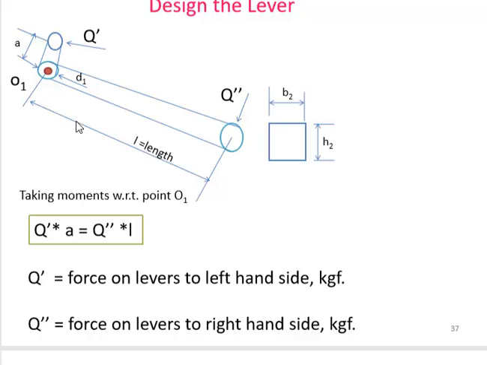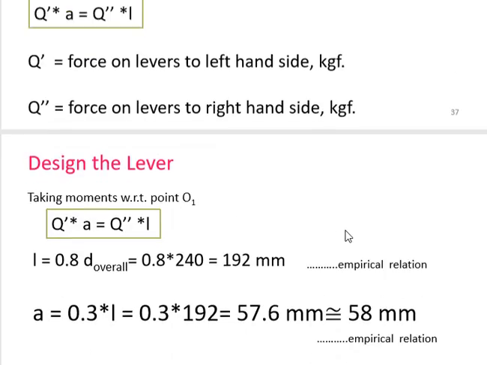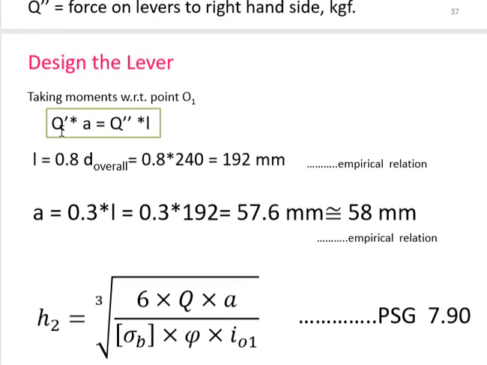Now when we take moment with respect to O1, which is this particular brown color point, we can see that Q dash multiplied by A is equal to Q double dash multiplied by L. Hence this particular equation is obtained. Now looking into this equation, Q dash into A is equal to Q double dash into L, we can find out what L is using an empirical relation. L is 0.8 times D overall, so that is 0.8 into 240, that is 192 mm.